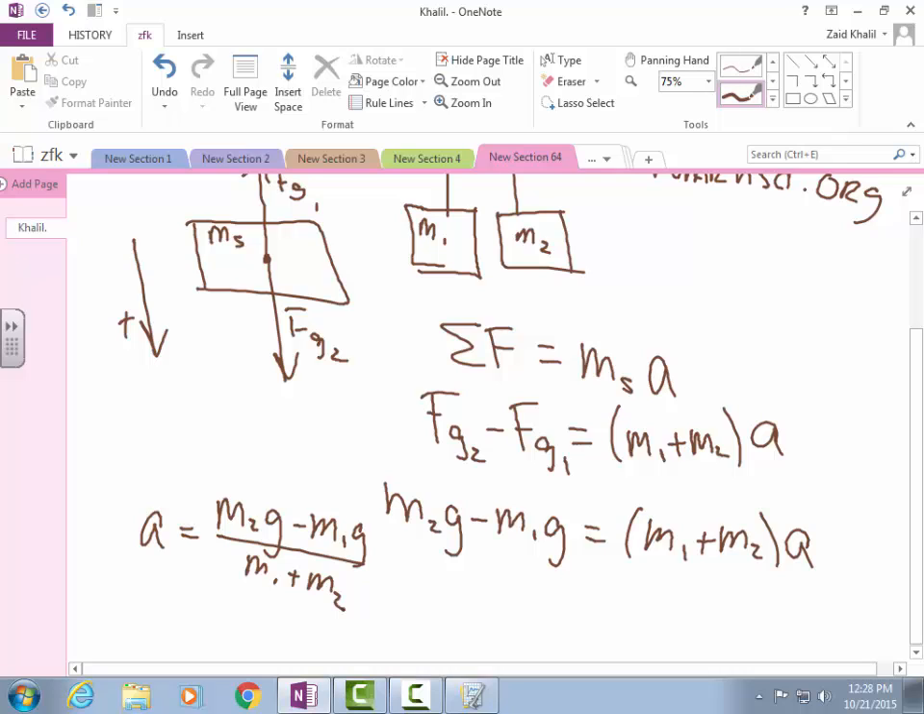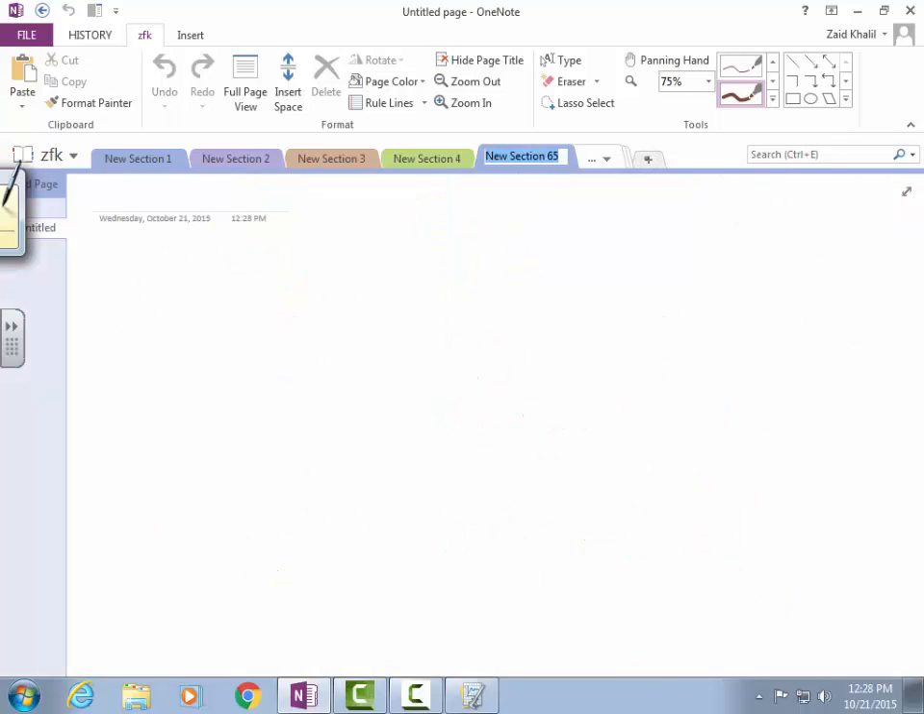Why? But why can't I solve for tension? Tension is an internal force to the system. What is the sum of all internal forces to a system? Zero. What is that called? Newton's third law. What does Newton's third law say? F of 1 on 2 equals negative F of 2 on 1.